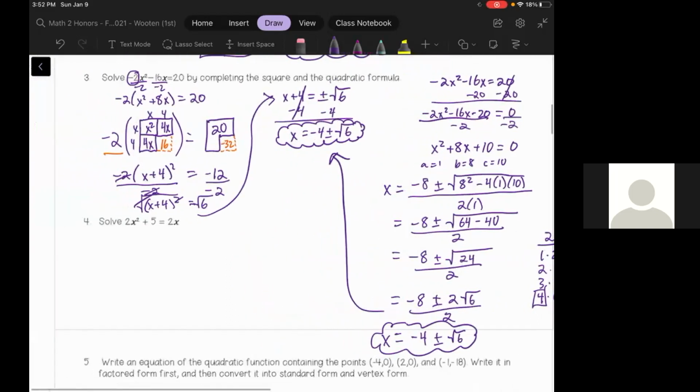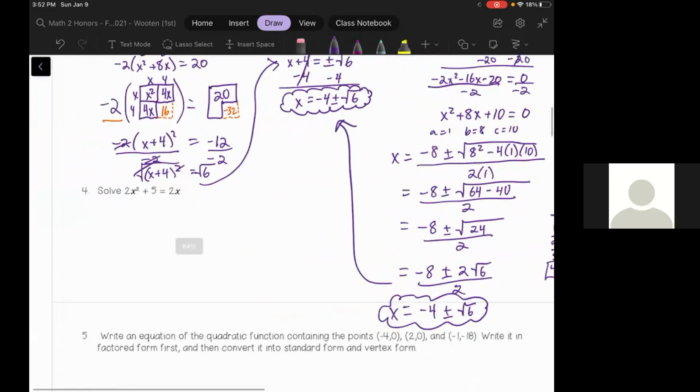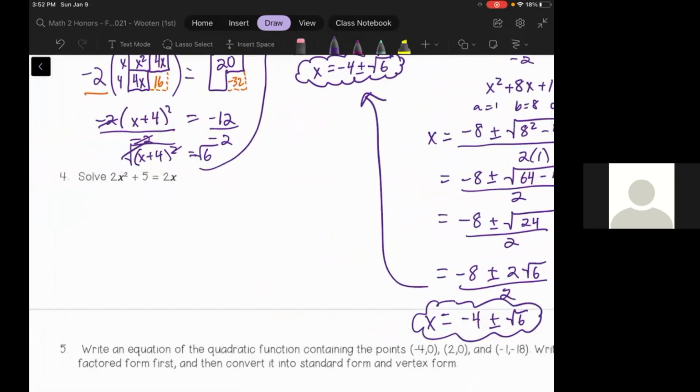So that's number 3. Now number 4, I'm going to go ahead and do this one as well. It tells me to solve 2x squared plus 5 equals 2x. Okay, to do this by hand, I'm just going to get everything on one side. 2x squared plus 5 equals 2x. So I would take away 2x from both sides. When I do this, I'm going to go ahead and put it in standard form order. In other words, put the x squareds, then the x's, and then the number.